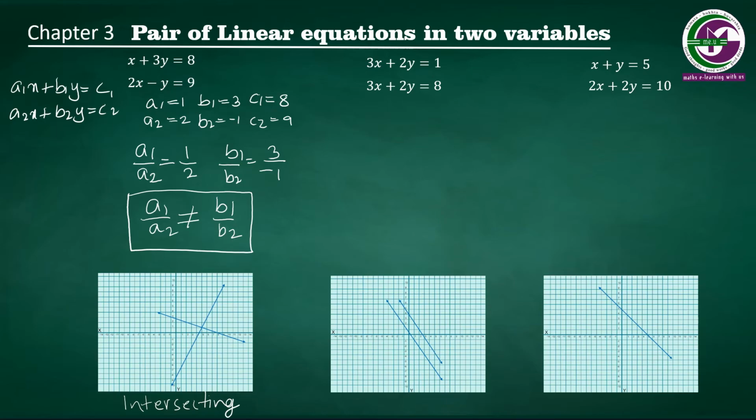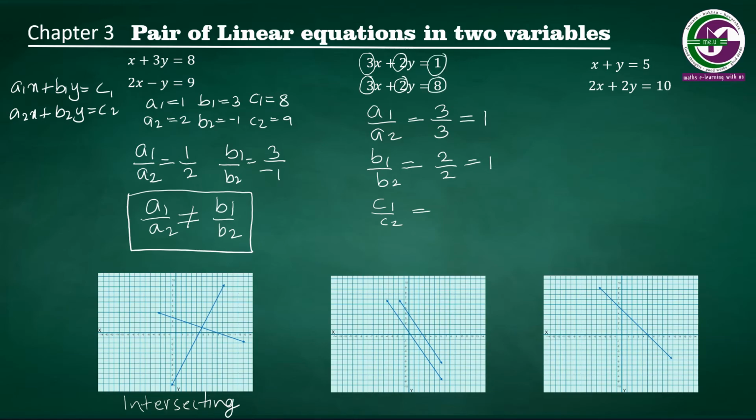So here we'll find out what is a1 by a2. This is the a1 value, this is the a2 value. So a1 by a2 is 3 divided by 3, that is 1. Now we'll find b1 divided by b2. This value is b1 and this is b2. So 2 divided by 2, that is 1. They are equal. Now we'll check what is c1 by c2. This is c1 and this is c2. So it is 1 divided by 8, so it is not equal to 1.